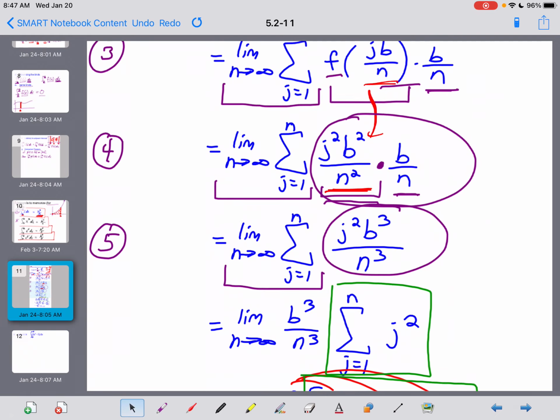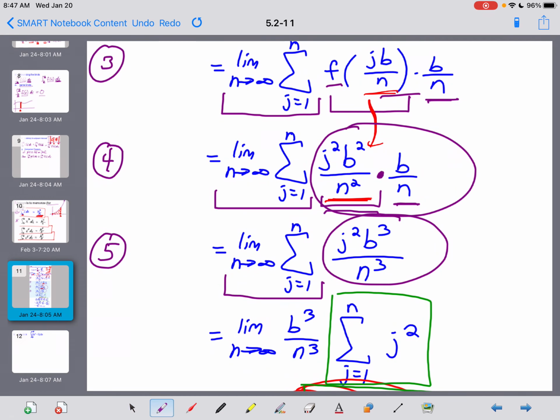Now, step 6, let's see what happens next. How did we get here? What's different from 5 to 6? Well, the weird thing about this now is that this b cubed over n cubed is now in between the limit and the sigma.